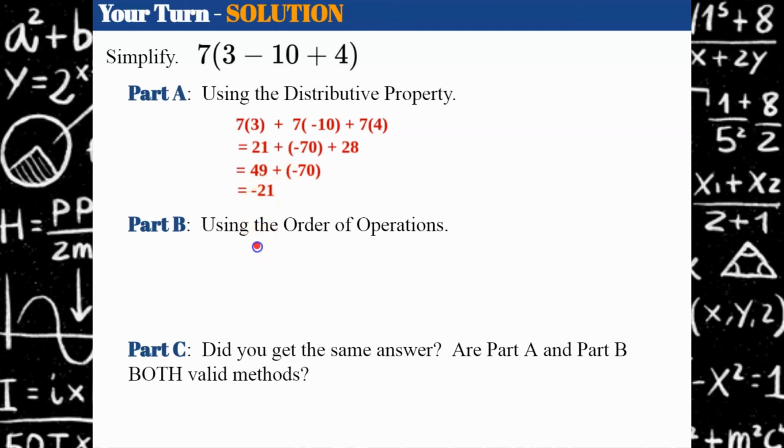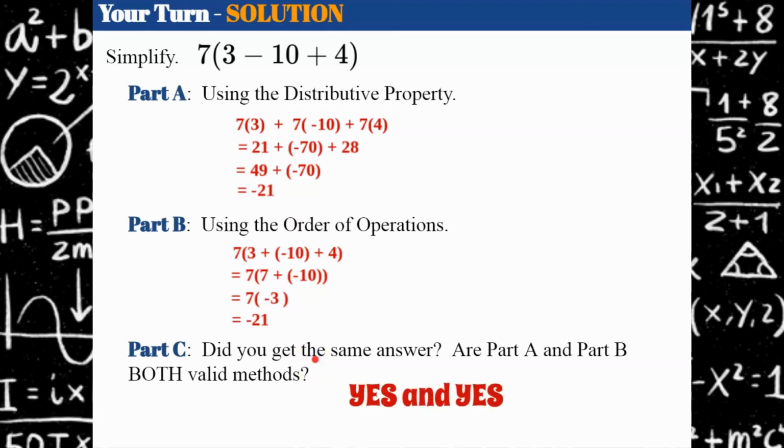Using order of operations, the first thing I want to do is add everything in the parentheses. So I'm going to add my 2 positive values first. 3 plus 4 is 7. And then I need to add the -10. 7 plus -10 is -3. Multiply, and I get -21. I got the same value. So I did indeed get the same answer, and yes, both part A and part B are valid methods. Distributive property and order of operations are both valid strategies.